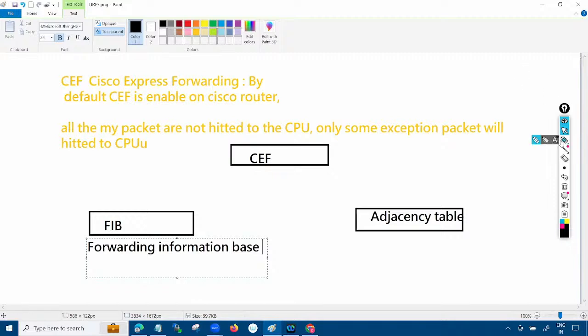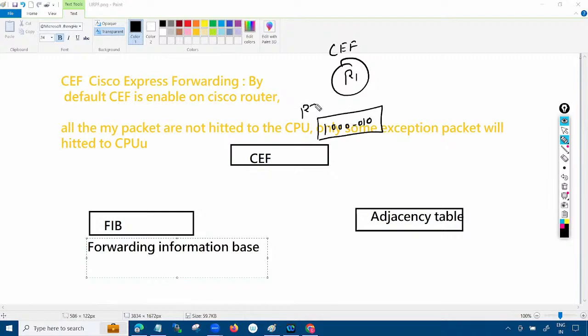If CEF is there, then the router will always give the preference to the FIB. For example, this is your router, and if CEF is enabled over there, then you have two types of table. One is called the routing table, that's 1.0.0.0 information, which is associated with 0/0. So this is my routing table information. If I enable CEF on this router, then I will inherit the FIB information from the routing table. So all the routing information will be pushed to the FIB table, that's 1.0.0.0 associated with 0/0.